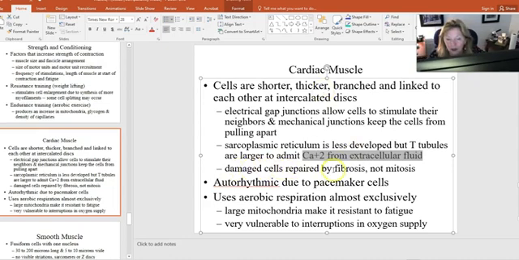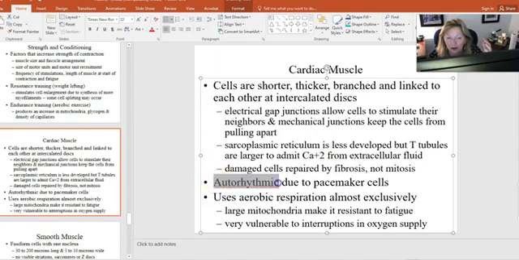Now, damaged cells in the heart muscle are repaired through fibrosis, which means scarring, not mitosis. In skeletal muscle, depending on the extent of the injury, skeletal muscle can repair as long as the injury is not too egregious, as long as it's not too awful. But they can repair, but not cardiac muscle. So it scars. So we really don't want anything damaging the heart muscle.